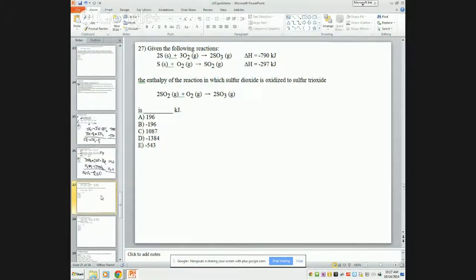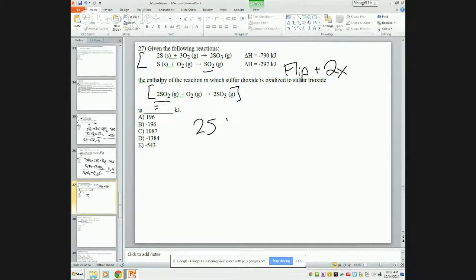Take a look at number 27. Given the following reactions, the enthalpy of the reaction in which sulfur dioxide is oxidized to sulfur trioxide, given right here, is what? All right, again, if I want SO2 as a reactant, let me find it in the two reactions that they give me. Found it here. Well, if I want SO2 to be a reactant, I'm going to have to flip this. And if I want 2 SO2, I'm going to have to double it as well. So I'm going to have to flip it and double it.